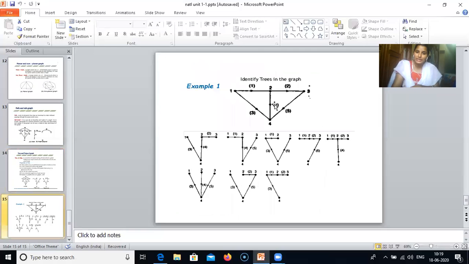Okay. So for this possible graph, these are the possible trees. See here. See in all the trees, there are same number of nodes as that of the main graph, and there are no closed loops. Okay, thank you.